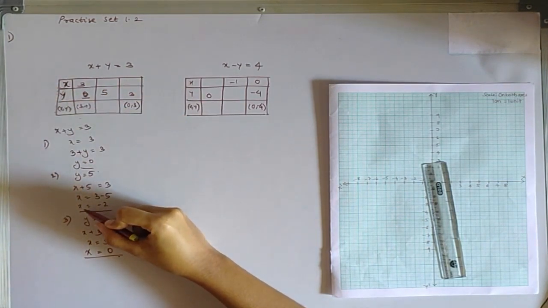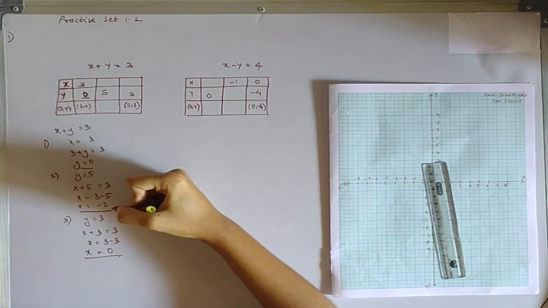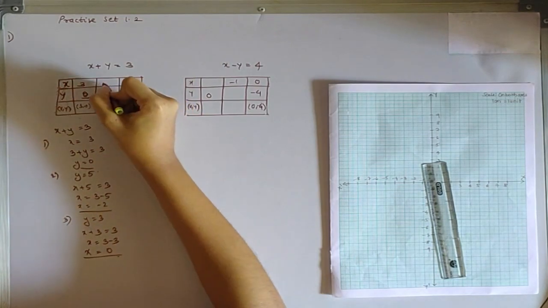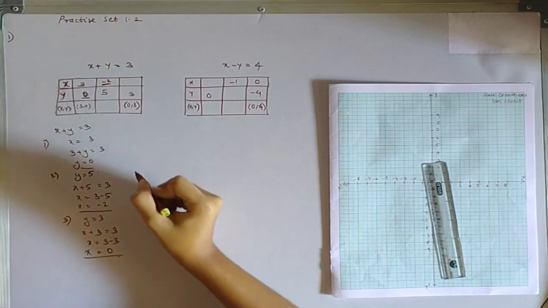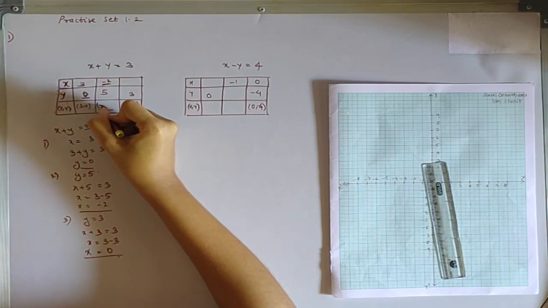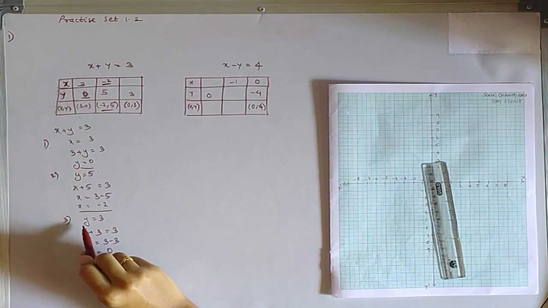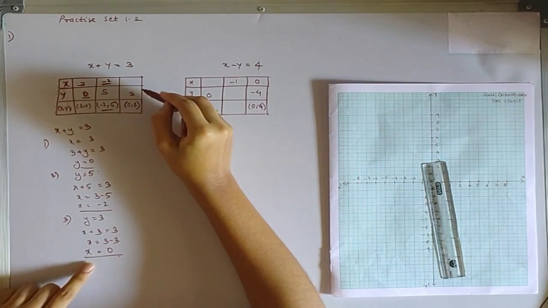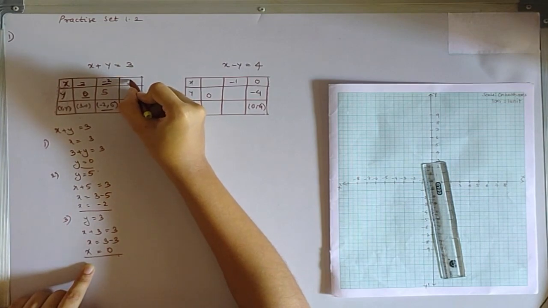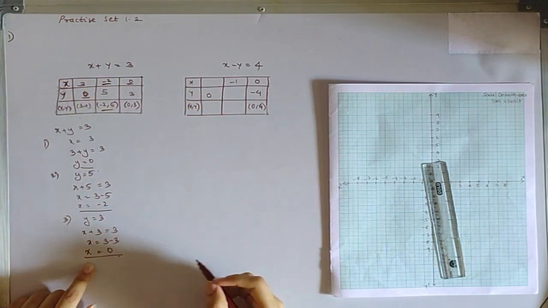Next, for y is equal to 5, you're getting x is equal to minus 2. So the fill in the blanks here was minus 2. So here what did you fill? Minus 2 and 5. Next, y is equal to 3. For y is equal to 3, what did you get your x as? 0. And they have already filled this.